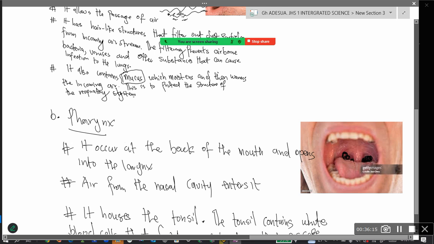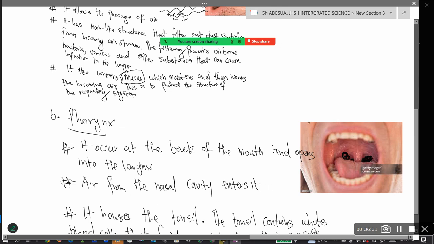Now, the pharynx occurs at the back of the mouth and then opens to the larynx. So we all know that it's at the back of the mouth. The innermost part of the mouth, that is where the pharynx is located. So that is the pharynx. Air from the nose enters the pharynx.